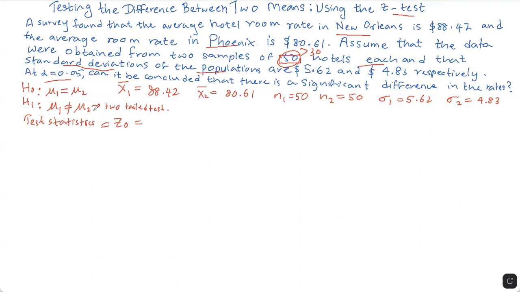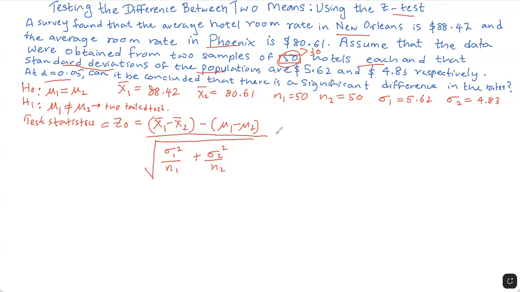So since we are looking at the difference between two means, this is the formula: x1 bar minus x2 bar minus the hypothesized value of mu1 minus mu2. So we are looking at the difference. Divided by the square root of sigma 1 square over n1 plus sigma 2 square over n2. So this is the formula.